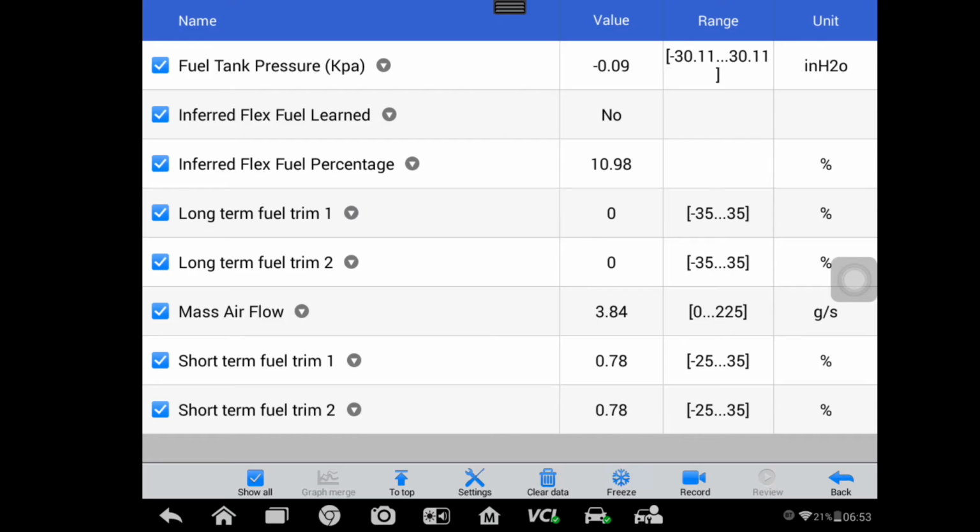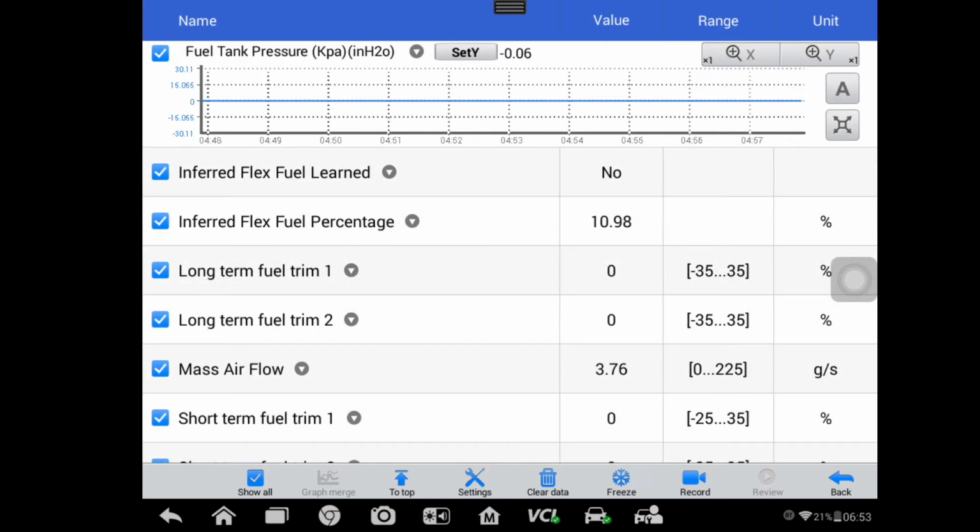Alright, so now that we have the PIDs that we want to look at in depth a little more on the screen together, a few things stick out right away. So first, that mass airflow sensor reading. We're hovering at about 3.7 grams per second. This is a 5-liter engine, so a good rule of thumb is that you should have about 1 gram per second per every liter of engine displacement. So we should be seeing about 5 grams. That's really low. Also, that fuel tank pressure, again, I mentioned before, this engine's not warmed up.